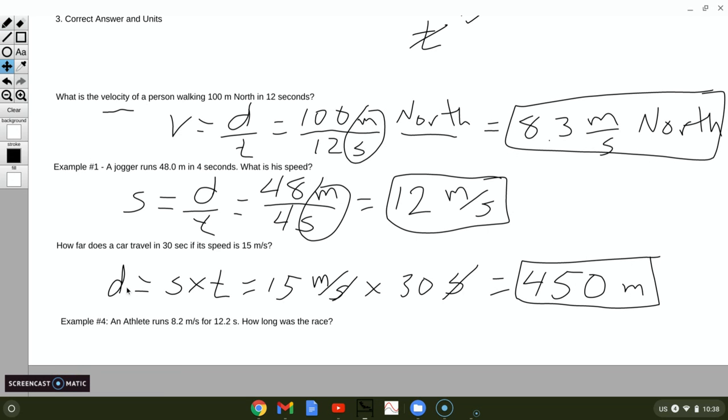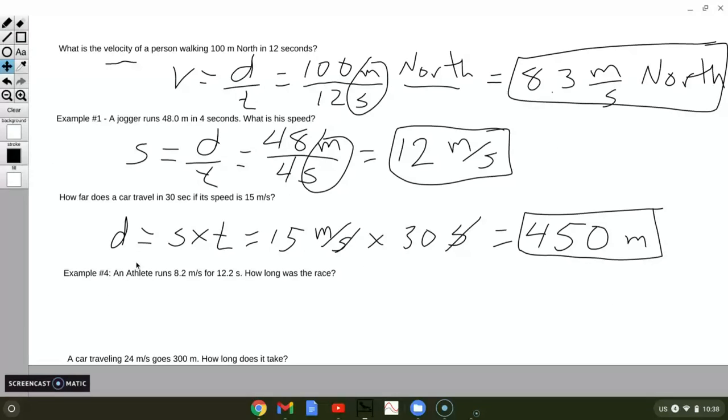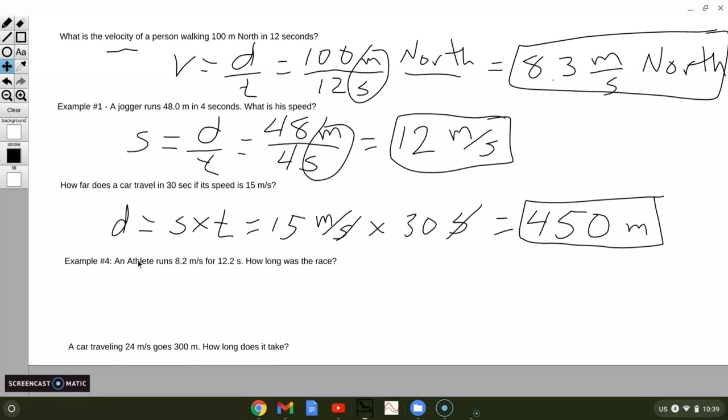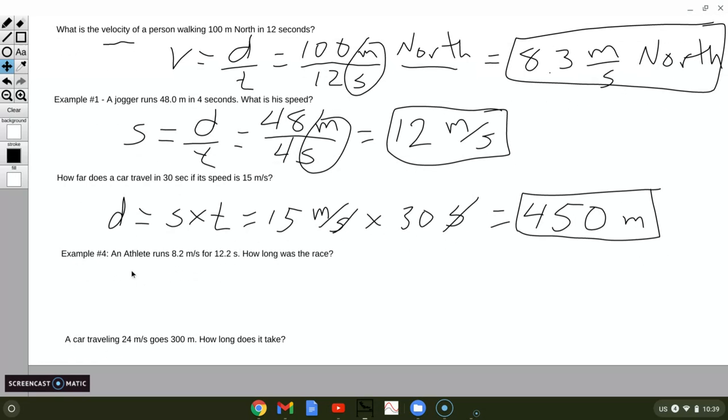Let's do the example from your assignment. So this would be example number 4. An athlete runs at 8.2 meters per second for 12.2 seconds. How long was the race? They're asking for a distance. So we write the distance equation: S times t equals distance.